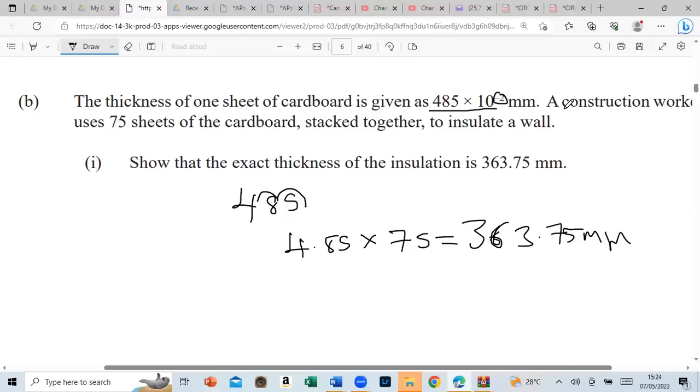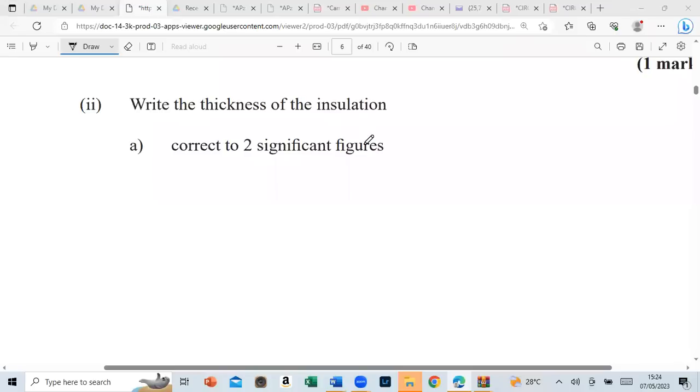All right, let's proceed. Next part, set right. The thickness of the insulation corrected to 2 significant figures. How would you guys approach that? Let's go. 1 minute to do that, guys.